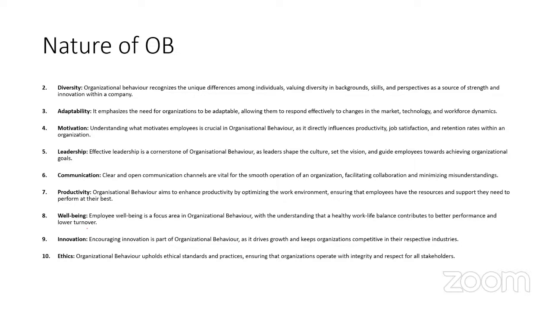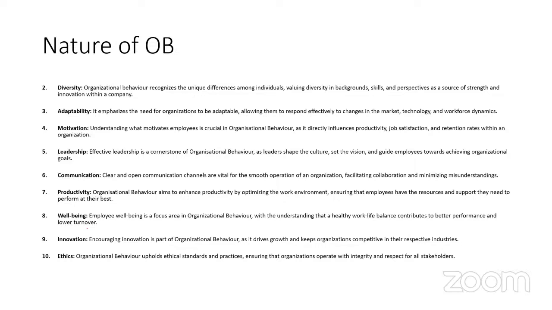That we all know. Next one is productivity. See, in fact, the first slide when we were discussing itself, I told you: why do we study OB? We study OB in order to enhance productivity. What is the point in trying to understand human behavior, trying to predict human behavior, or control human behavior? The reason is to enhance productivity by optimizing the work environment, right?